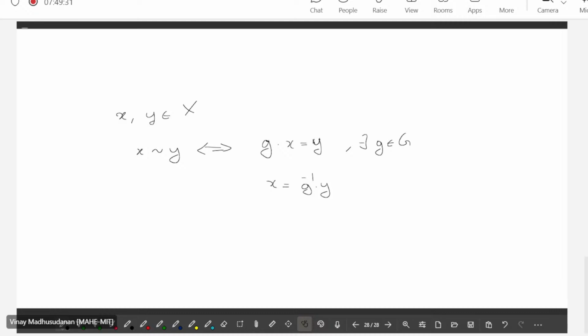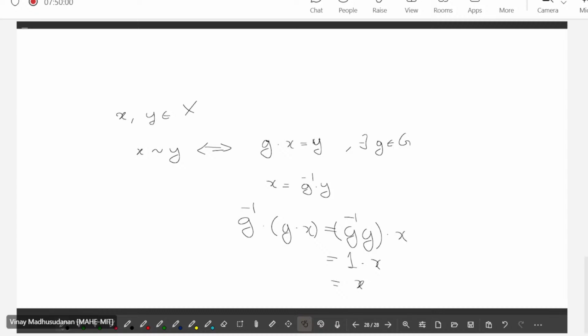Just apply G inverse on both sides and use the second property. G inverse dot G dot X is G inverse G dot X. Got it. Anyone who didn't get this? G inverse dot G dot X is equal to, by the second property of group action, this, but this is equal to 1 dot X, which by the first property is equal to X.